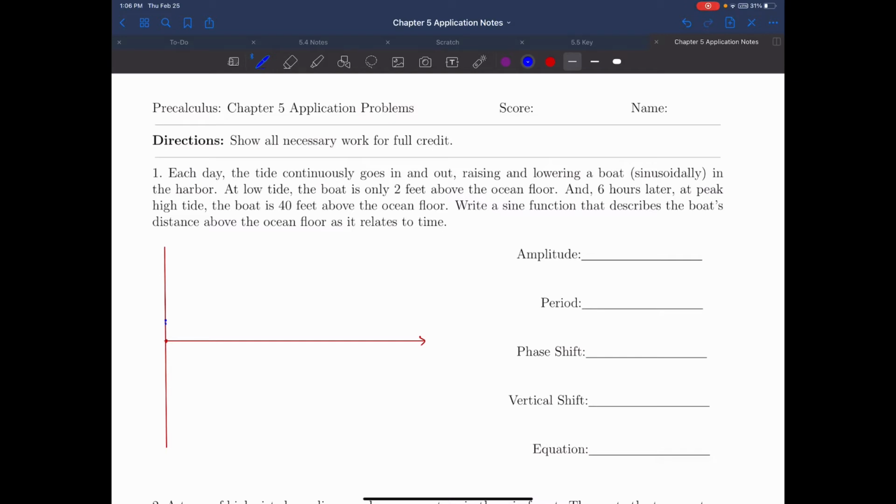So what I'm going to do first is say the axis here. Now this is t, and I'm going to have the axis represent the ocean floor. And it does tell me directly it's a sine function, so I'm just going to put sine down here, so I know where to start with that.